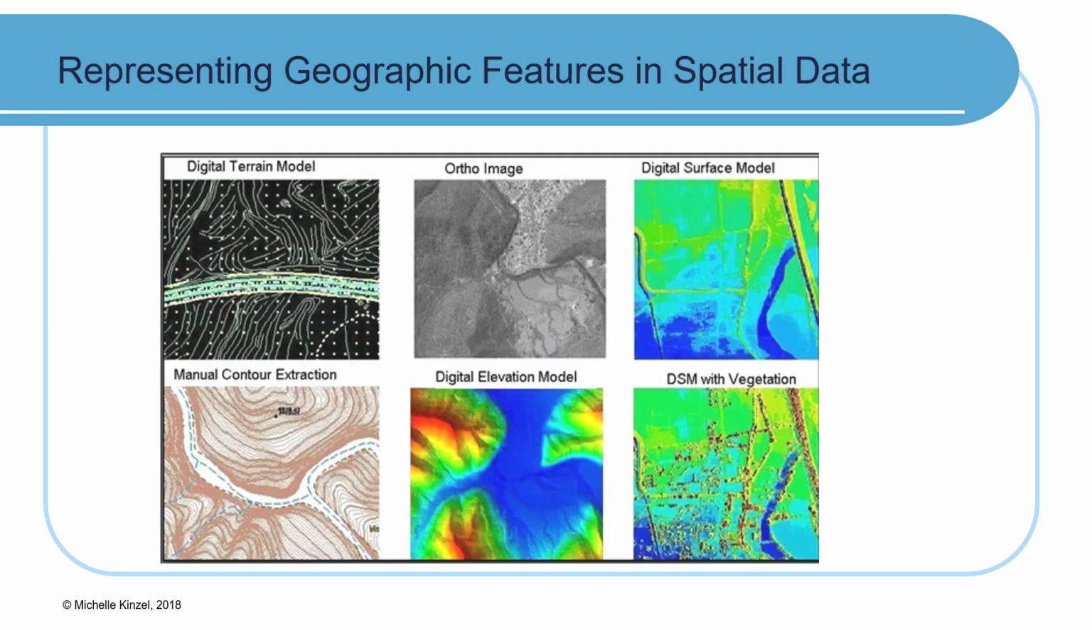Here are some geographic features in spatial data. We have a digital terrain model, an ortho image, a digital surface model, and then we have a topo map on the bottom left, and this was manual contour extraction, and topographic maps typically have that kind of color combination with brown topo lines, and blue represents water bodies. In the middle bottom we have a digital elevation model, and then on the right is a digital surface model with vegetation.